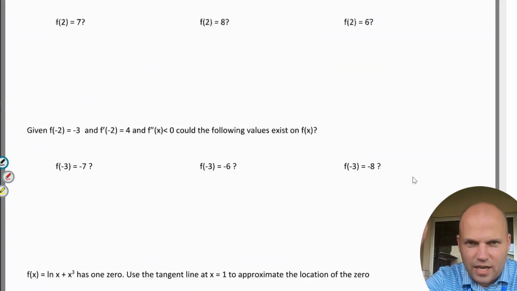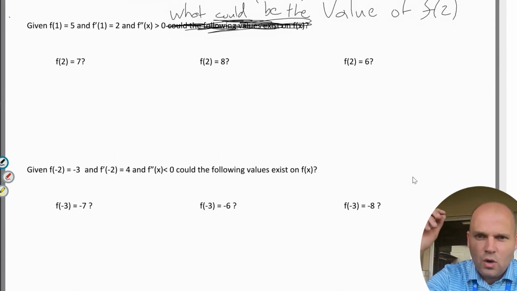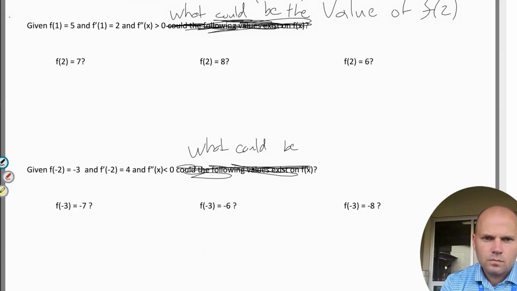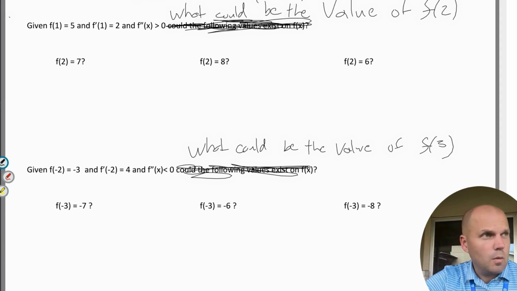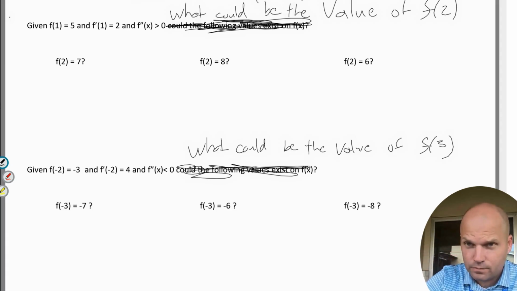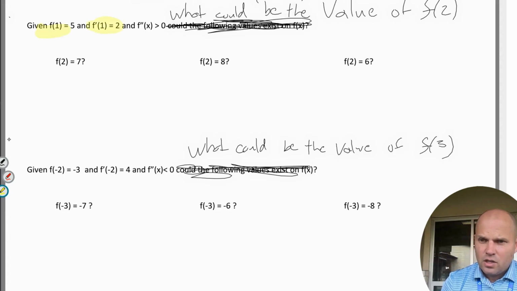Now, here comes the next question. This is the question that I have the most fun with. What could be the value? Here, same thing. What could be the value of f of 3? This is different from what is the approximation using a line of f of 3. Okay? You are given a point and a slope on f. If you used a tangent line approximation, you have your point, you have your slope.